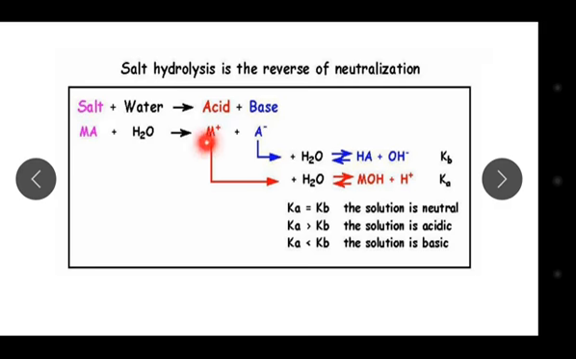It's possible for the metal, which is assumed to be the acid, to react with water to form MOH and hydrogen ion. Another possibility is that the anion can also react with water to form HA and OH minus. Now, each of these pathways has its equilibrium constant. Now, if the equilibrium constant Ka is equal to Kb, then the solution is neutral. That is, any of the two is possible.